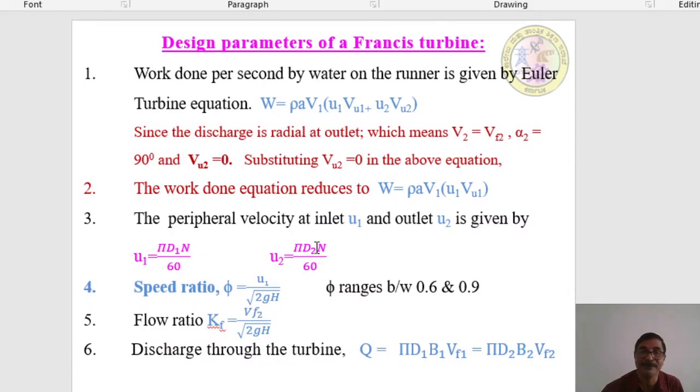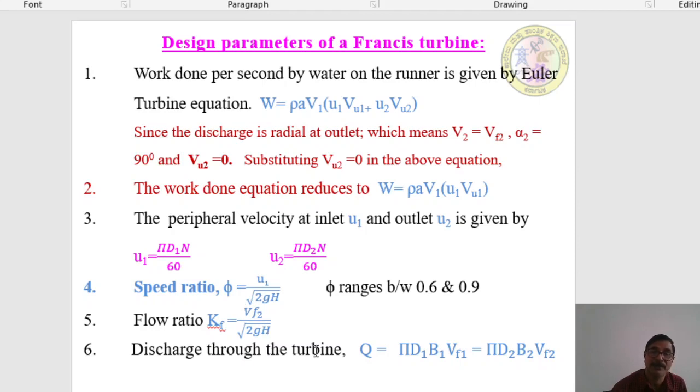N is equal to the speed of the runner. Speed ratio phi is given, as usual, by U1 divided by square root of 2gH. And if the phi value is not given, you can assume that it is in the range of 0.6 to 0.9. And the next one is the flow ratio. It is denoted by Kf, which is equal to Vf2 divided by square root of 2gH, where Vf2 is the flow velocity at the exit, and we know the head of the water.